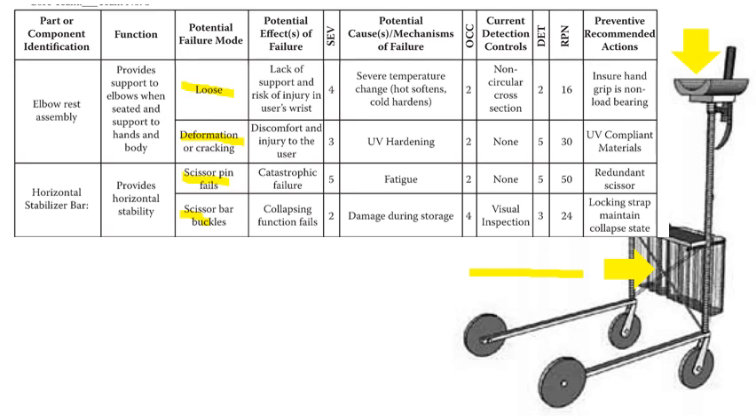Same as before, we try to rate the severity, rate the occurrence of the potential failure causes, rate the detection ability of the current design control, and then look at the risk priority number to see whether that potential failure is a high priority or a lower priority to be solved.